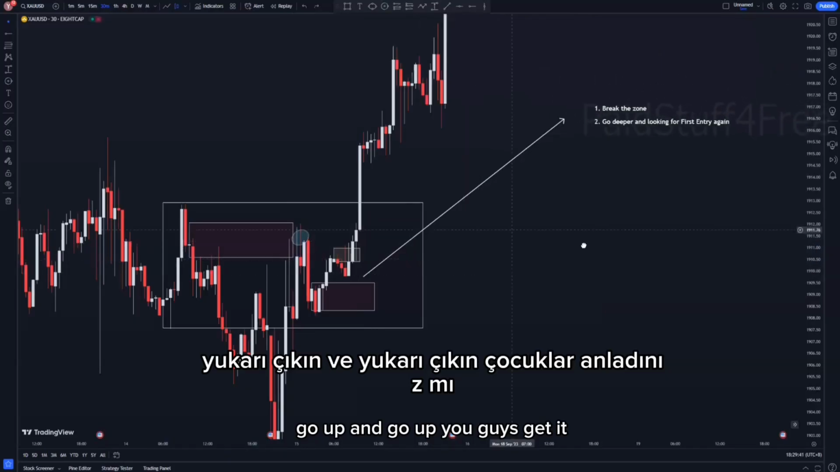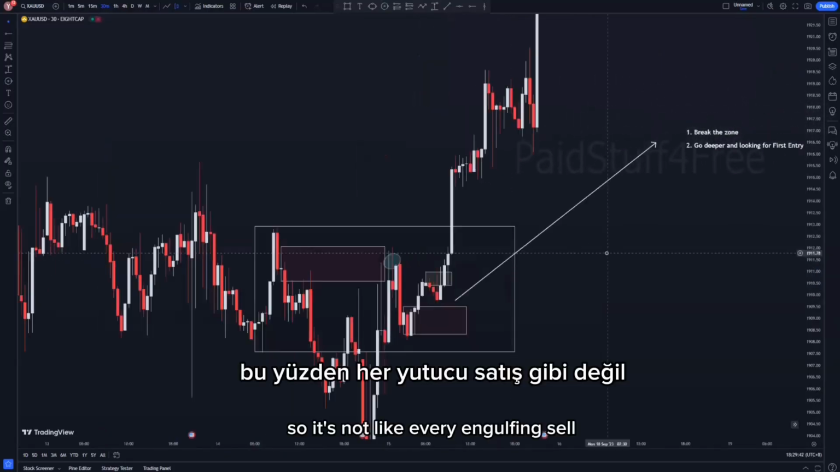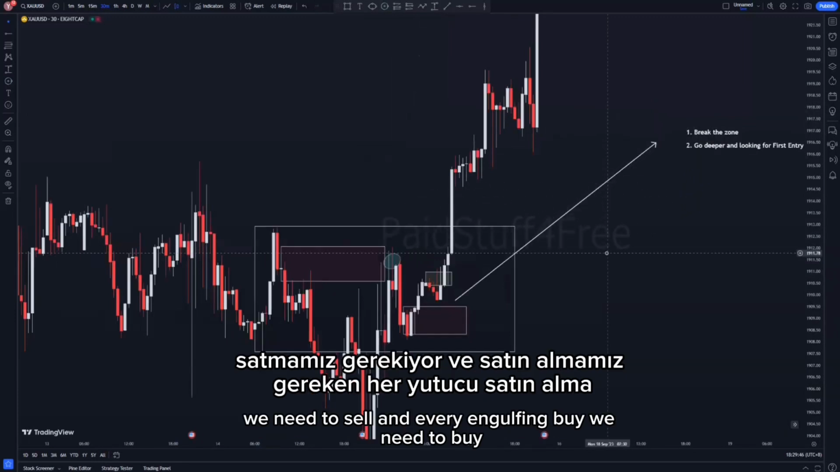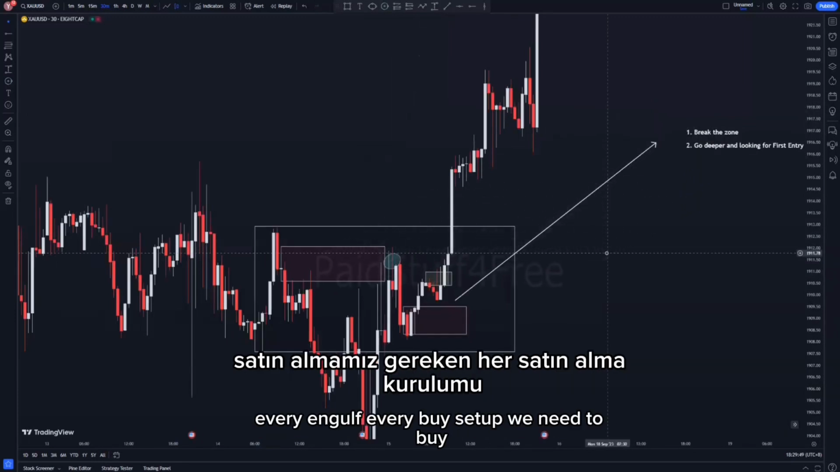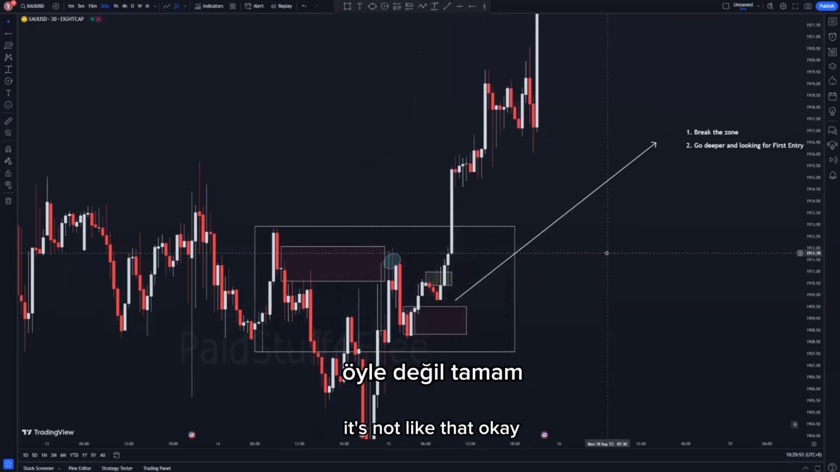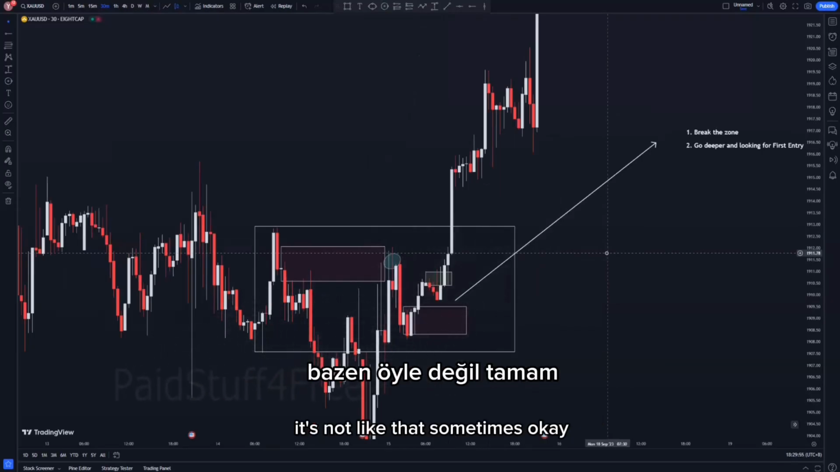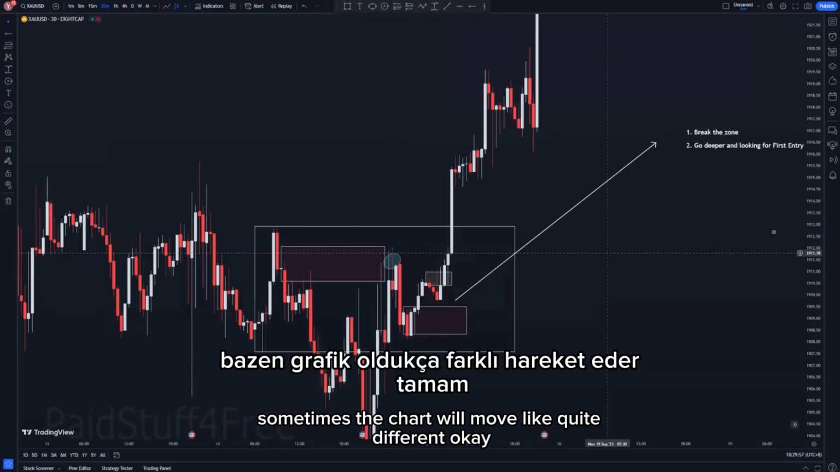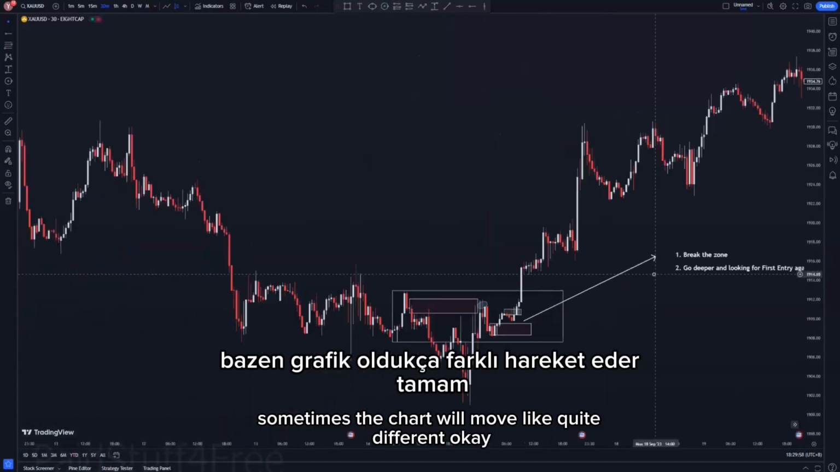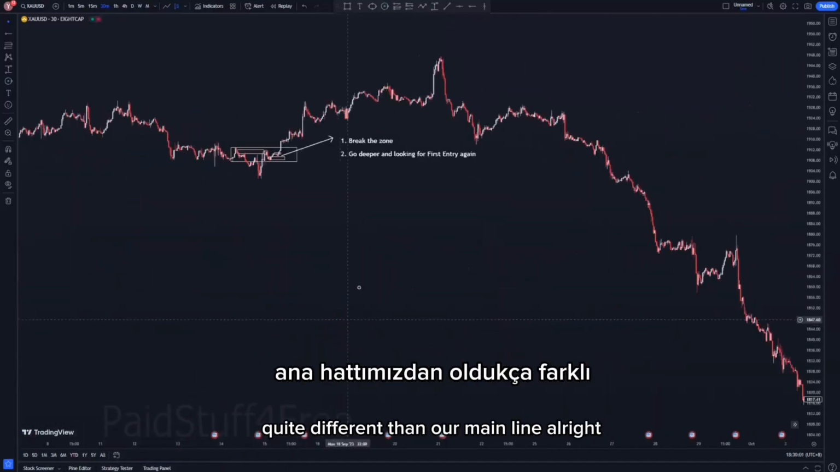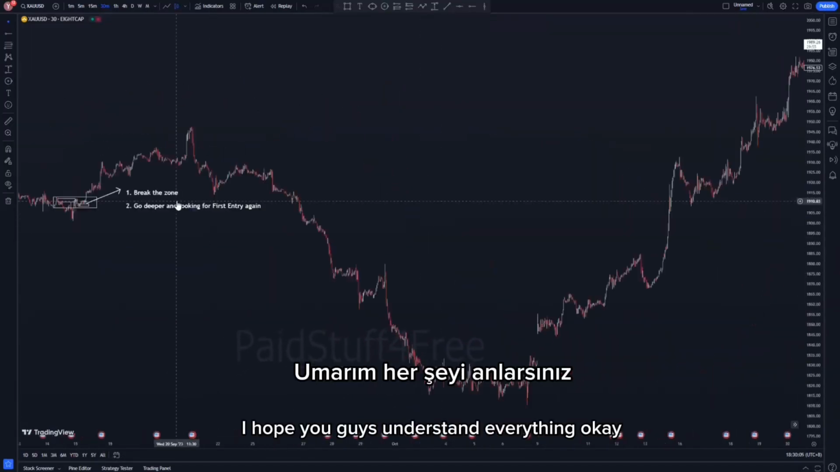You guys get it? So it's not like every engulfing sell we need to sell, and every engulfing buy we need to buy. Every buy setup we need to buy, every sell setup we need to sell. No, it's not like that. Okay, it's not like that. Sometimes the chart will move quite differently than our main line. Right. So I hope you guys understand everything.